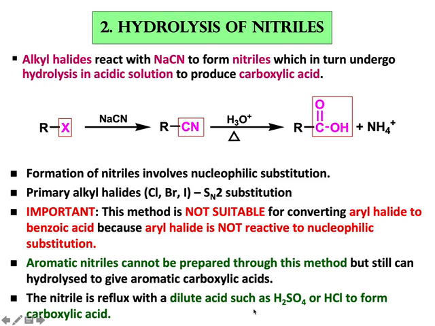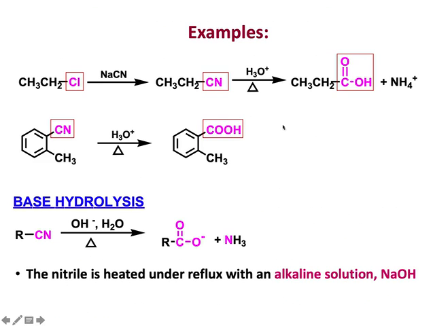So here is the condition: the nitrile is refluxed with dilute acid to produce the carboxylic acid. We use a strong acid, such as sulfuric acid or hydrochloric acid. Here is an example of the hydrolysis of a nitrile. This aliphatic alkyl halide reacts with sodium cyanide to form a nitrile. The nitrile then undergoes hydrolysis to form a carboxylic acid, with ammonium ion as the side product.